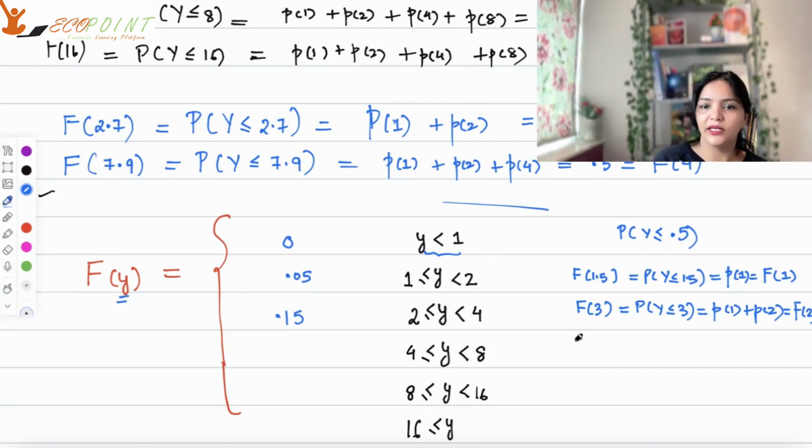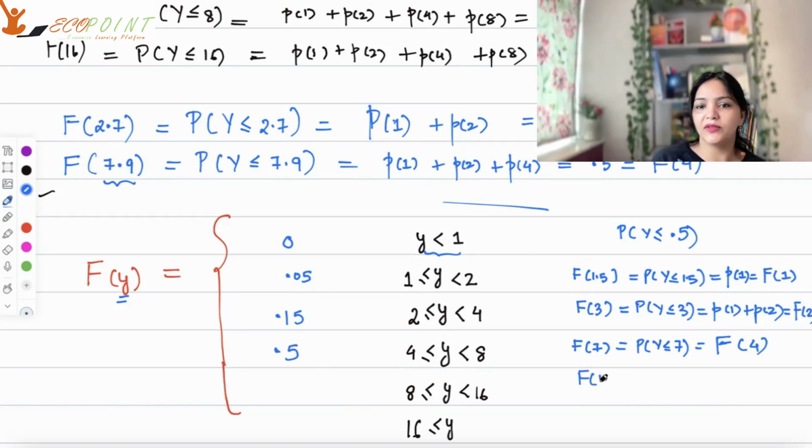Similarly, between 4 to 8, if you are taking capital F of 7, it's between 4 to 8. In fact, 7.9, if you've understood it from that example, it would be clear. We are interested in the probability that y is less than or equal to 7. What values is y taking which are less than or equal to 7? It's taking 1, 2, then 4. No other value, right? So this is nothing but capital F4, because that's what I'm adding in capital F4 also, and that turned out to be 0.5.